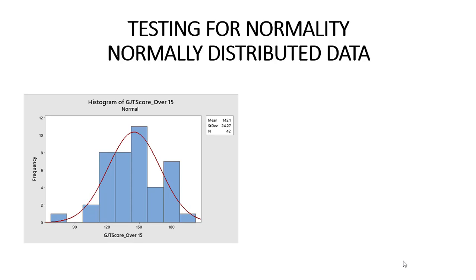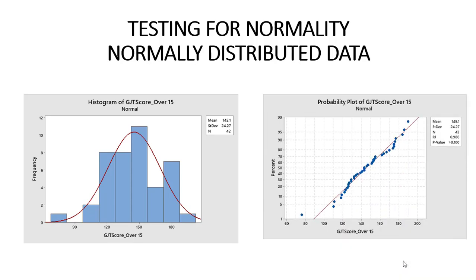And then also we learned how to do what we call a probability plot, and we learned how to read a probability plot. The probability plot basically tells us whether the data are normally distributed or not. Sometimes we can tell simply by looking at the histogram on the left.